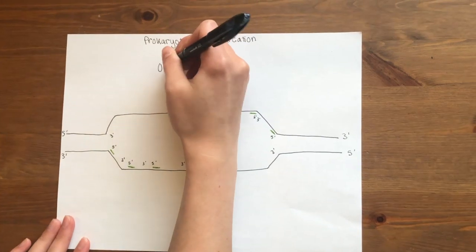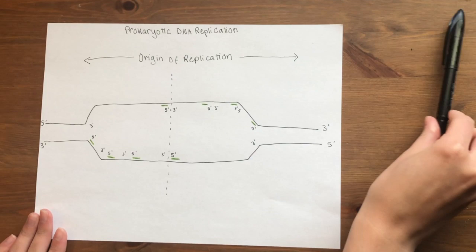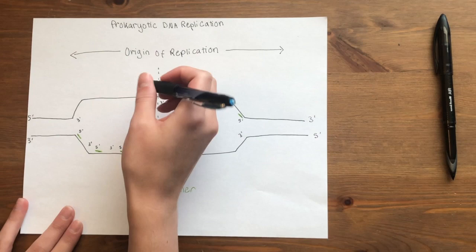This is an overview of prokaryotic DNA replication. Prokaryotes have one origin of replication, and the fork proceeds bidirectionally. Shown in green are the RNA primers. Replication always proceeds from the 5' end to the 3' end.